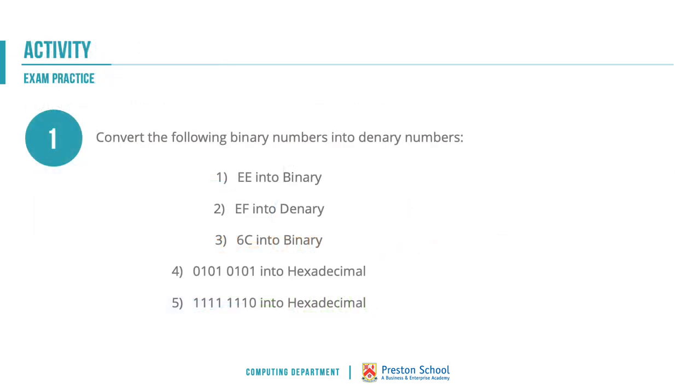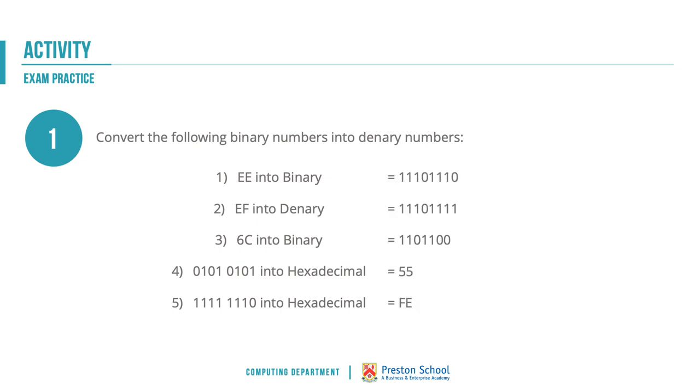On your screen, there are 5 questions: to convert EE into binary, EF into denary, so you'll need to convert EF to binary first of all, and then convert that value to denary, 6C into binary, and then 2 binary values into hexadecimal. Now we've gone through that relatively quickly, so do go back and have a look at the previous 2 examples to help you with those answers. Pause the video now, and the answers will be up in a couple of seconds.